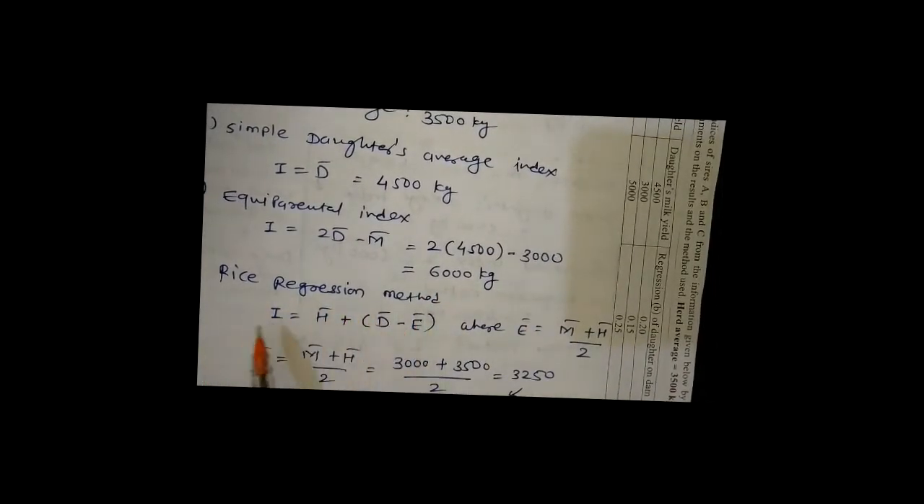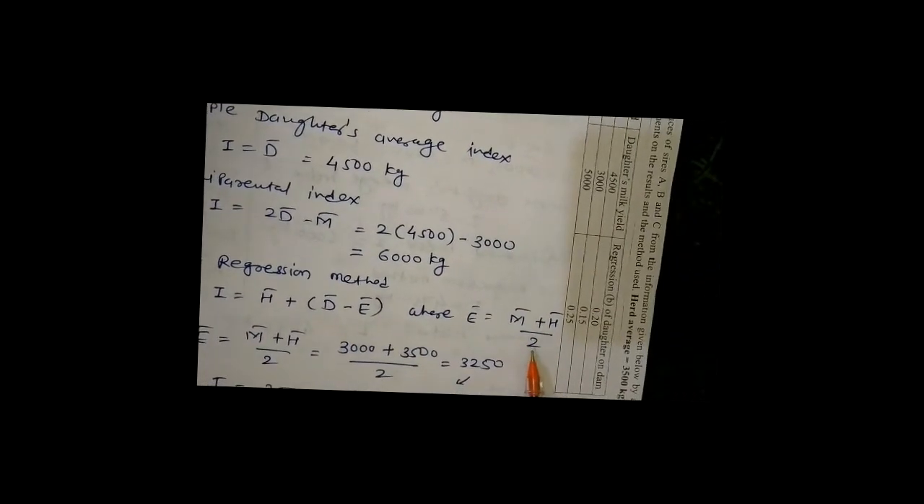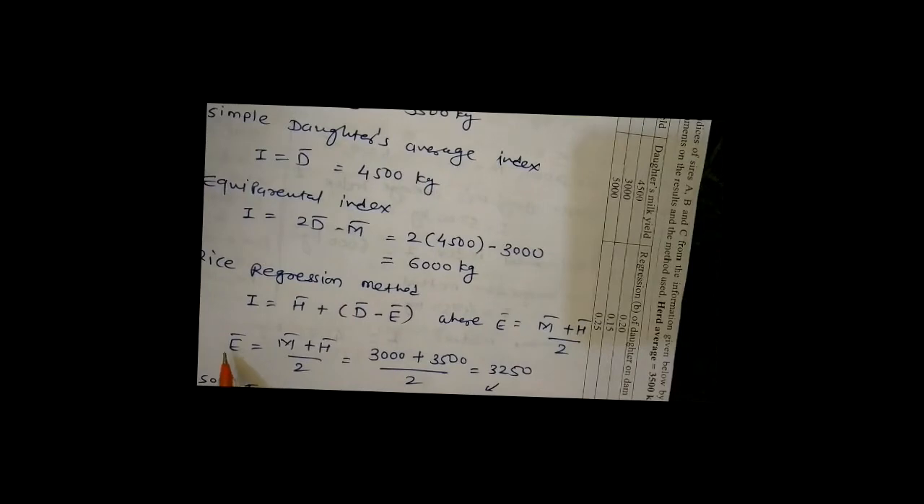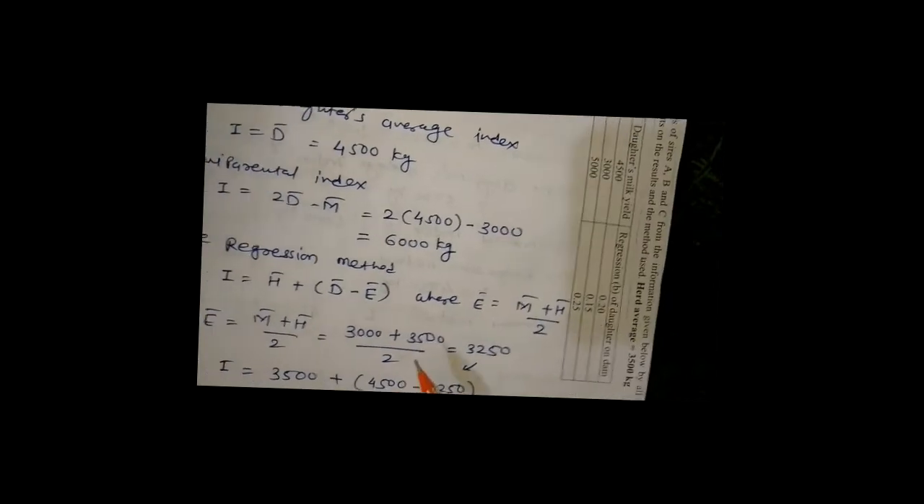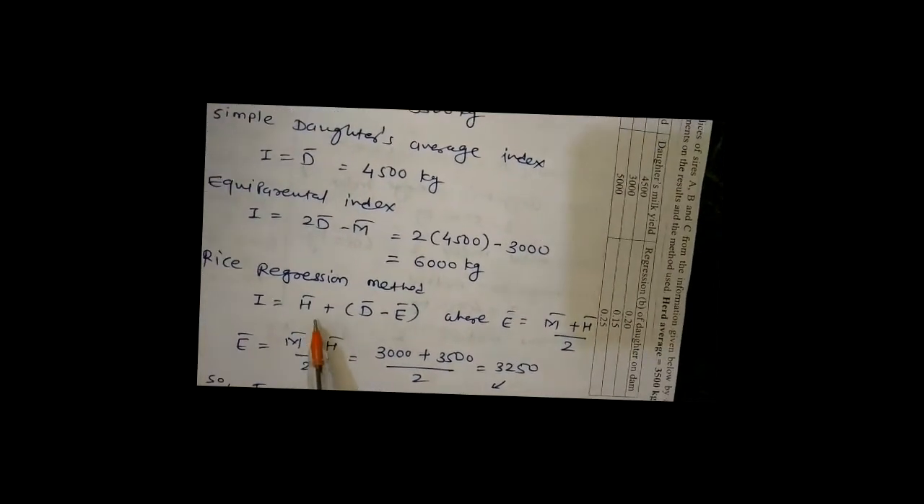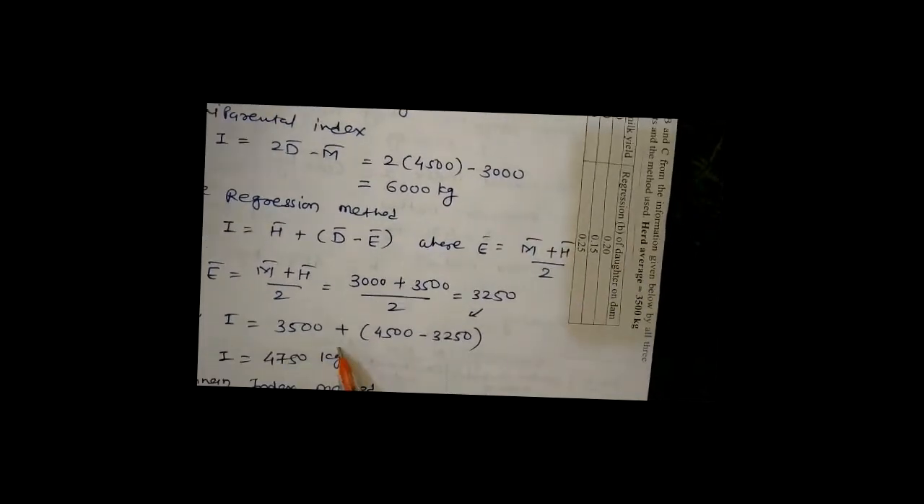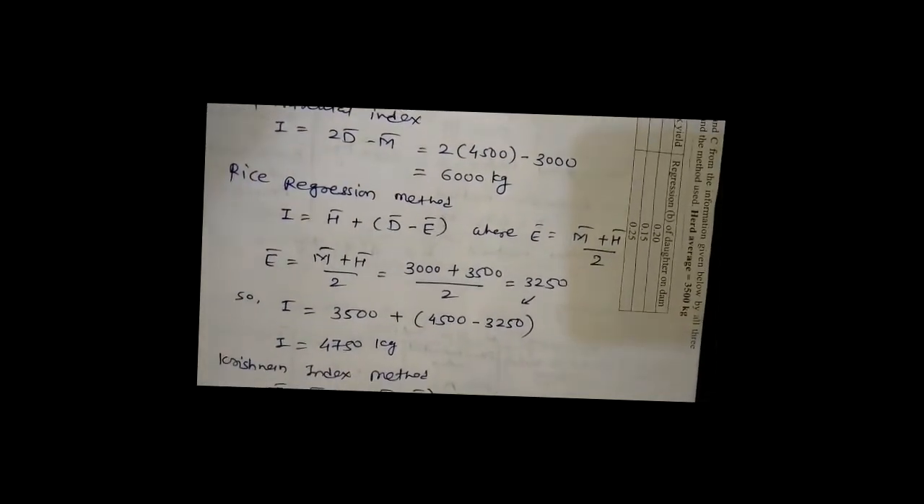Rice regression method, that is I is equal to h bar plus d bar minus E bar, where E bar is equal to m bar plus h bar divided by 2. So first we find out this E bar. m bar, the dam average, is 3000, and the herd average is 3500, so the average value is 3250. So I is equal to h bar, that is 3500, plus d bar, the daughter's average, 4500, minus 3250, so it is 4750.